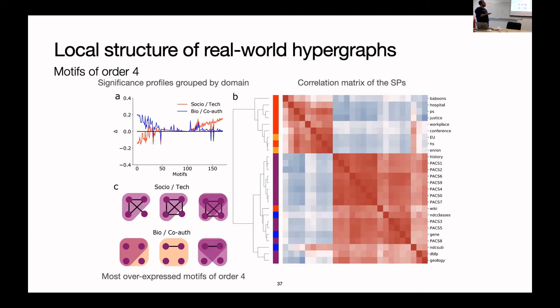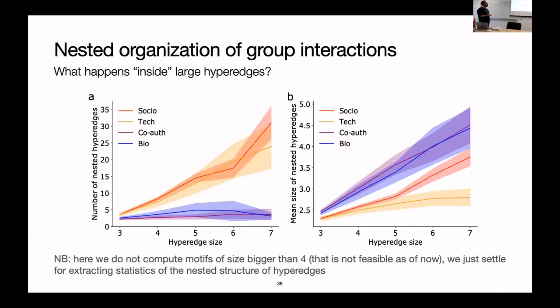While in the co-authorship and biological hypergraphs, we see that we have interactions of order 4, and also interactions of order 3. We tend to have way fewer interactions in general of larger size. So the motifs that characterize the two clusters are really different, and this is a really nice result.